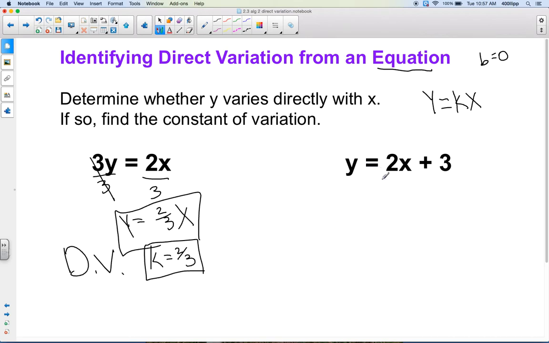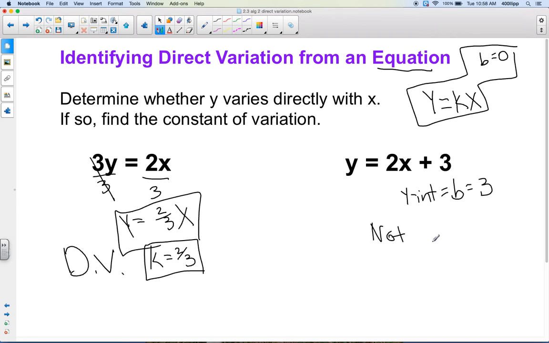This one here, if you notice, your y-intercept, which is the value of b when it's in slope-intercept form, is a 3. And in order for it to be a direct variation, we need your y-intercept to be 0. So therefore, this is not a direct variation.